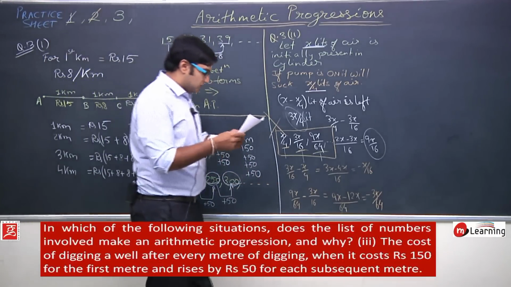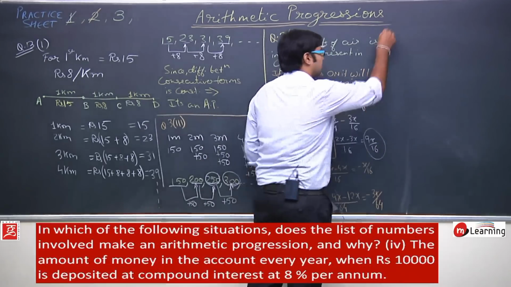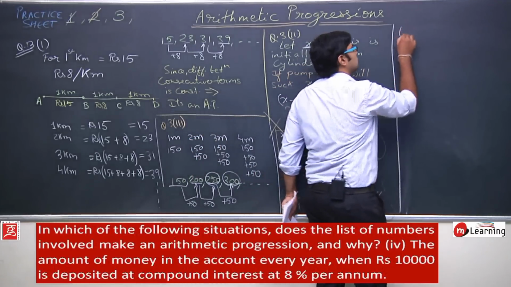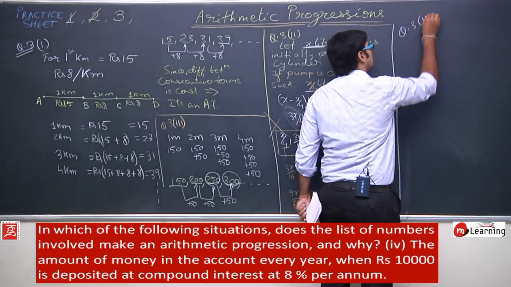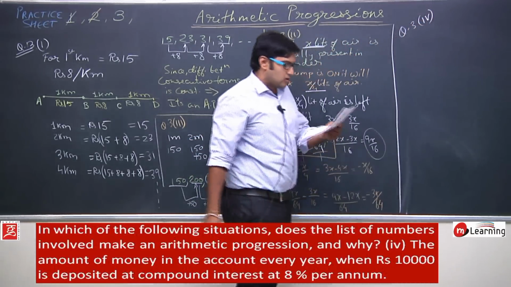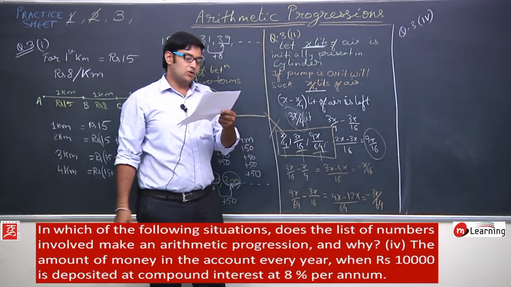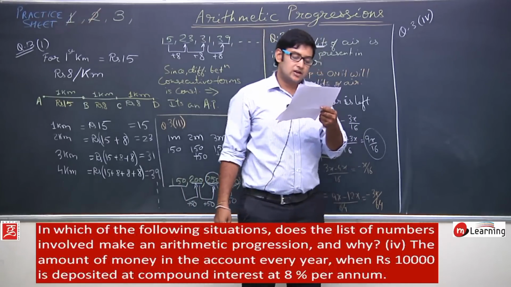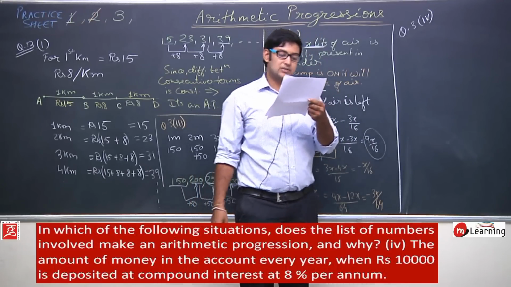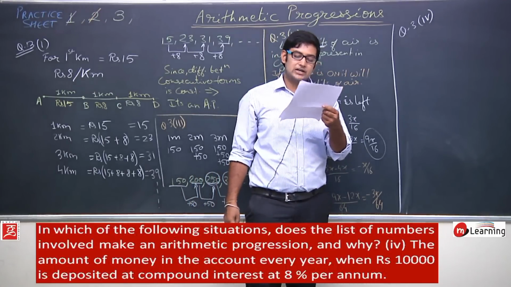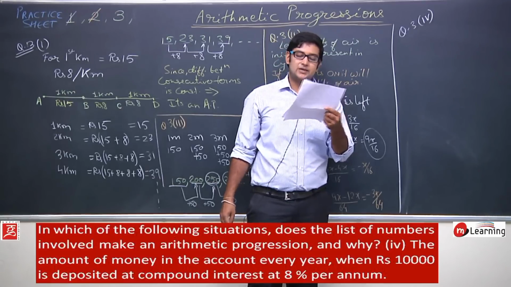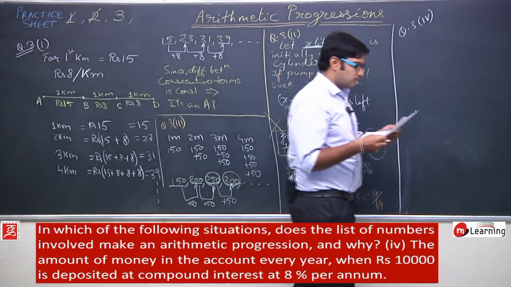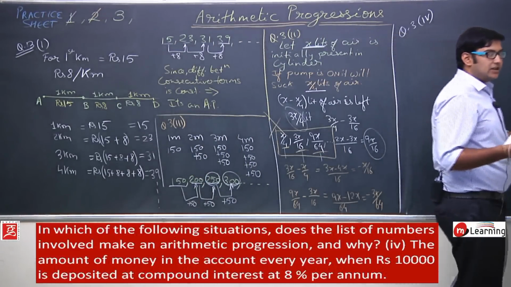Then the fourth part of question number 3. Question number 3, fourth part says: the amount of money in the account every year when rupees 10,000 is deposited at compound interest at 8% per annum. So how much is the amount of money in the account every year?